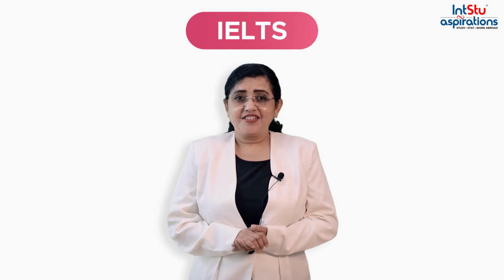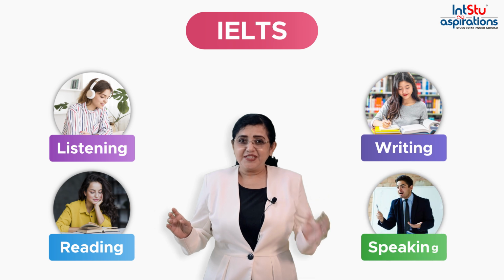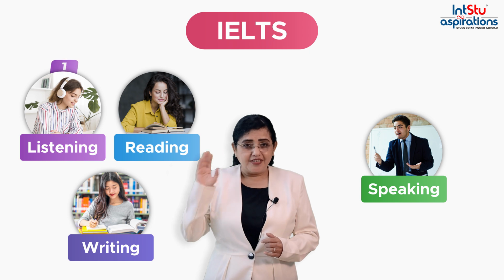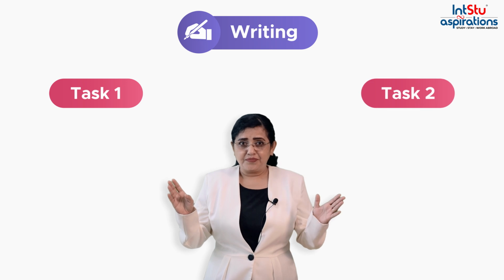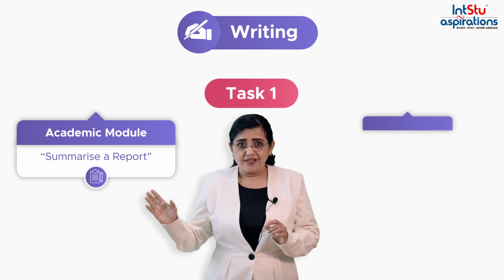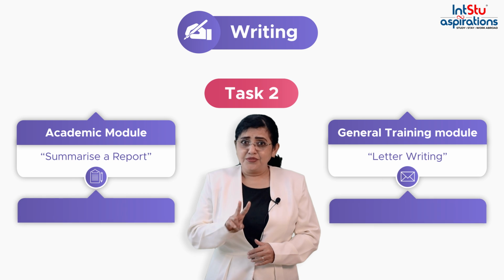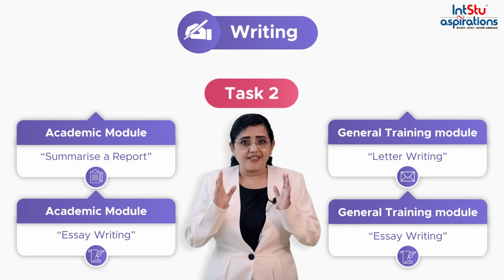In the IELTS test, there are 4 modules: listening, reading, writing and speaking. When you appear for the test, your test will begin with listening, then reading and finally writing. Now writing is again divided into 2 parts: task 1 and task 2. In task 1, academic students have to write a report while general students have to write a letter. In task 2, both academic and general students have to write an essay.